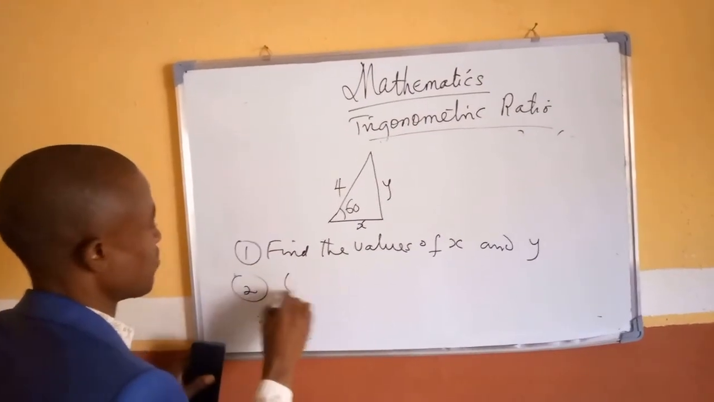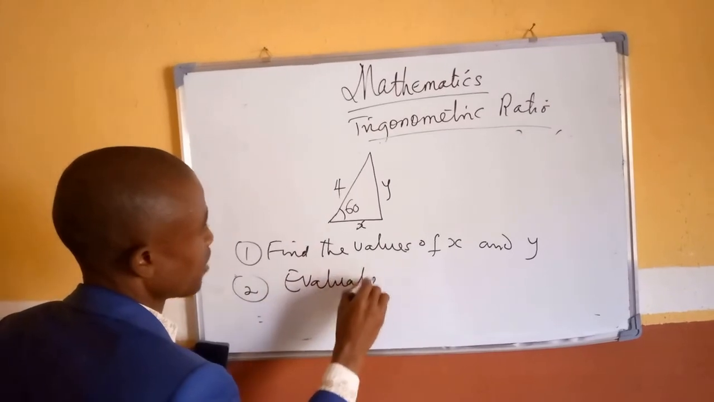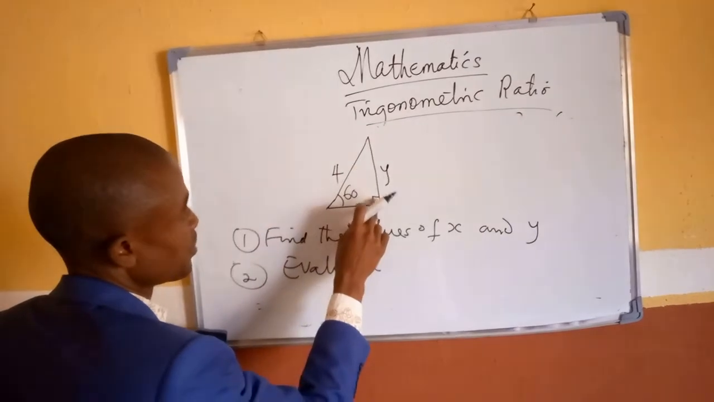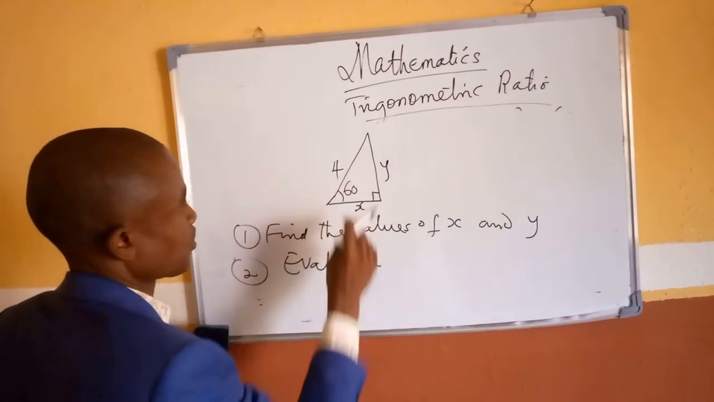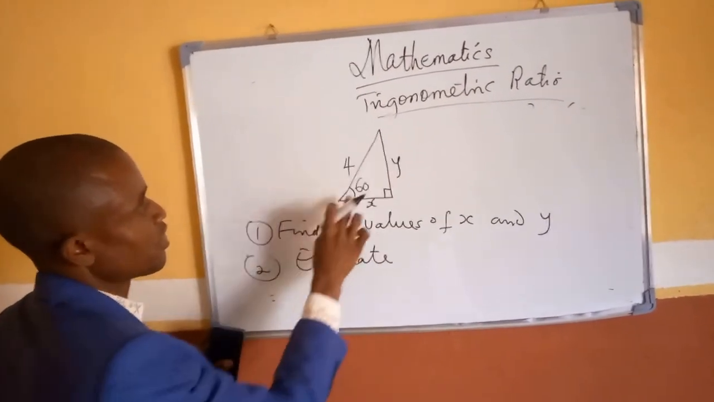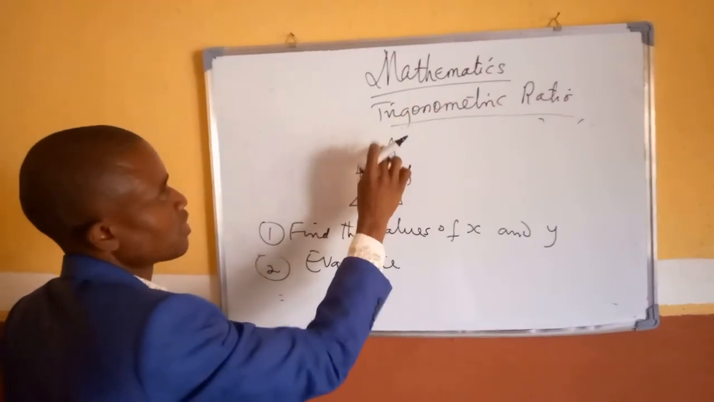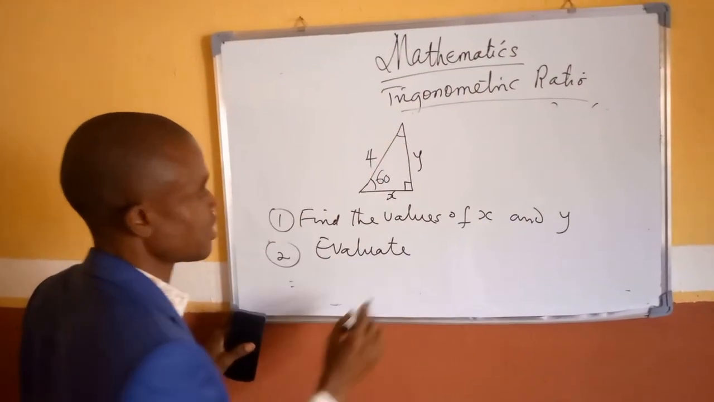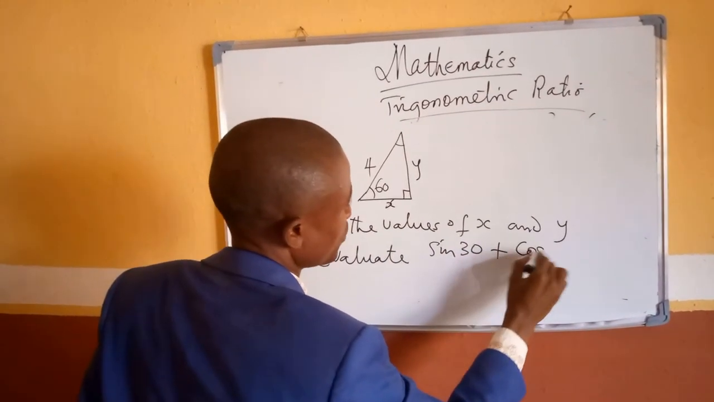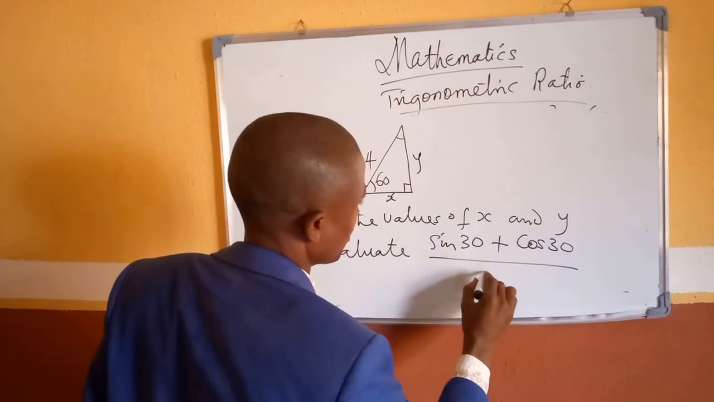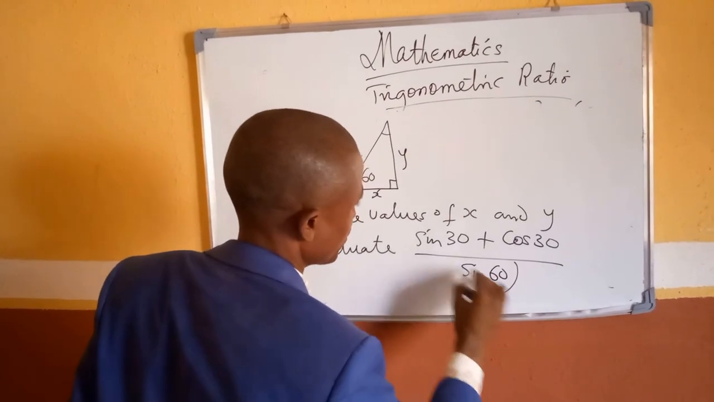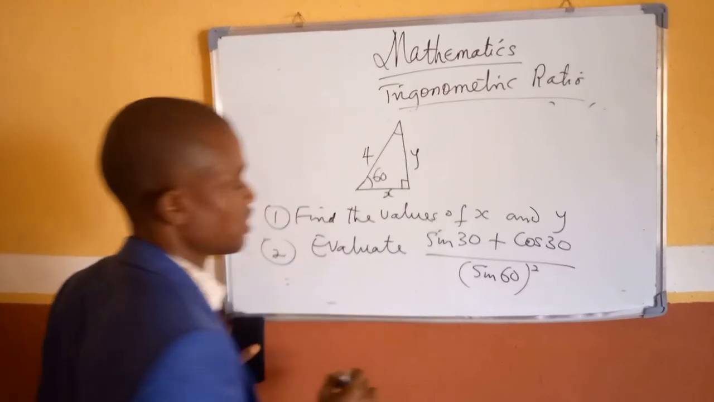Number 2, evaluate. Don't forget, this is a right angle triangle. If I have 60 here and 90 degrees here, automatically this is 30 degrees. Don't forget that, because I'm going to give you a question that demands that you use 30 degrees. Find sine 30 plus cos 30 all over sine 60 squared. All right, so take that and do at home.